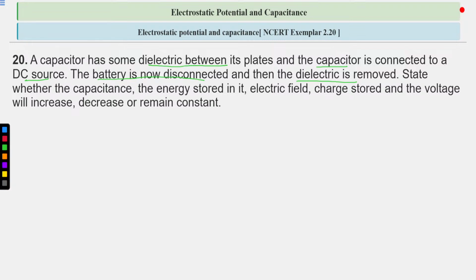State whether the capacitance, the energy stored in it, the electric field, the charge stored and the voltage, these 5 things, will increase, decrease or remain constant. So the effect of these 2 things, disconnection of the battery and removal of the dielectric, on these 5 things will be mentioned in the answer. So let's see. I will give you some time to think.